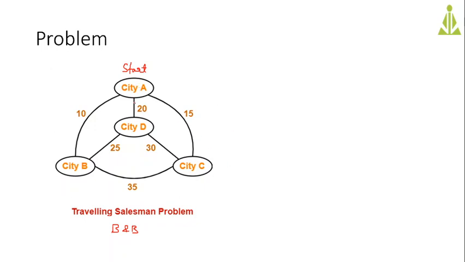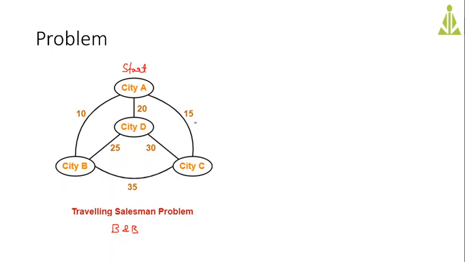If I go from A to D, it's 20. From D I can go to B, that is 25. If I go to C, it is 35. So 35, 25, 20, total 80. From here I need to reach A again, that is 15.